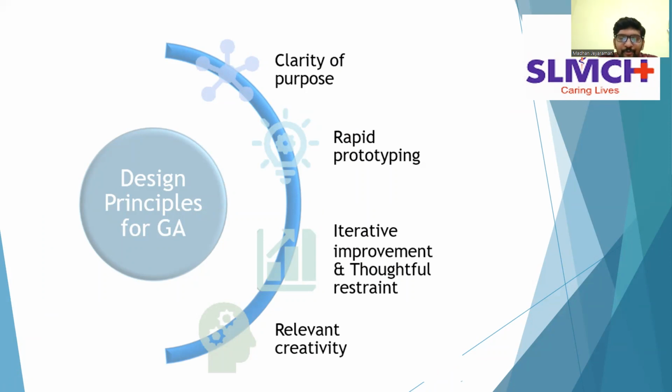The second one is rapid prototyping: how to rapidly go through the abstract, and how fast the reader can read the abstract. The third one is thoughtful restraint: what thoughts should be taken away from seeing the abstract?